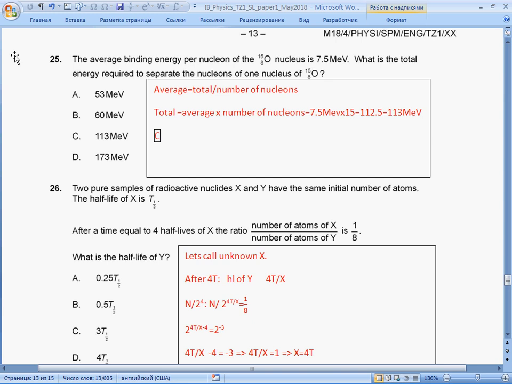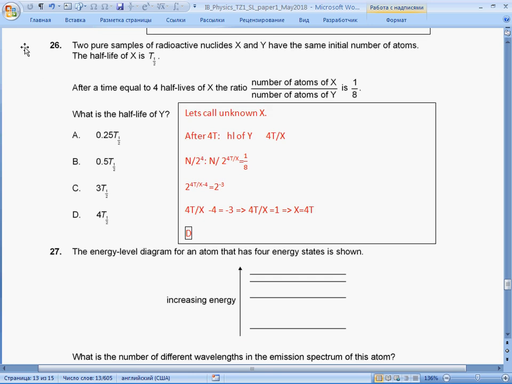The average binding energy per nucleon for a nucleus of oxygen is given. What is the total energy required to separate the nucleus into its nucleons? First of all, protons and neutrons, nucleons, are 15, so 15. Average is total by number. Total is average times number, so 7.5 for each multiplied by 15 gives us answer C.